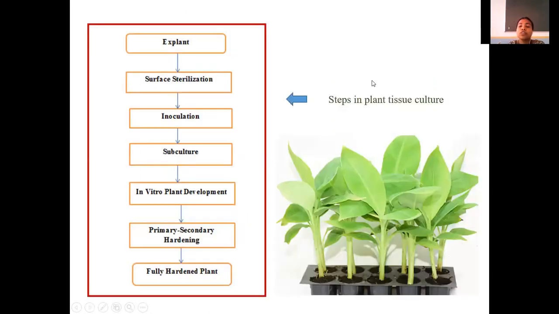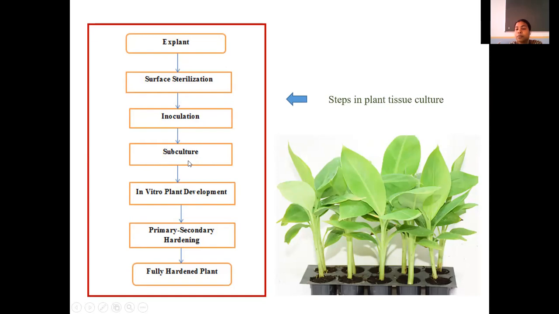Okay. Then moving on to steps in plant tissue culture. So the major steps are these: you have to choose a piece of plant from your disease-free, healthy stock plant. Then you have to surface sterilize it. You have to wash it properly. There are some detergents to wash the explant surfaces. Then you have to inoculate it in the plant tissue culture medium, and incubate it.